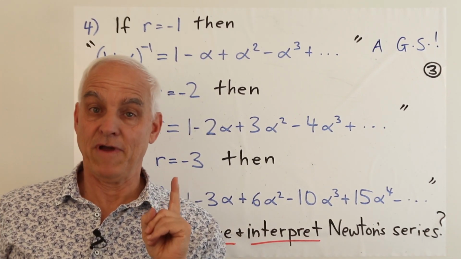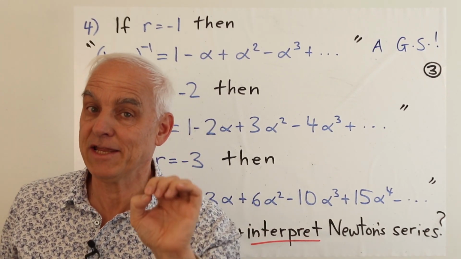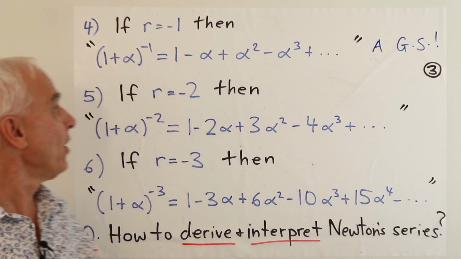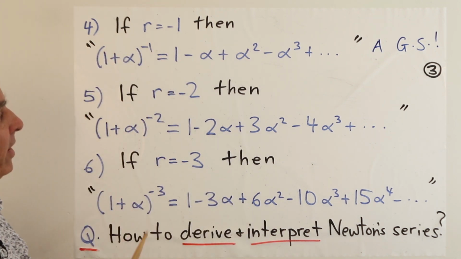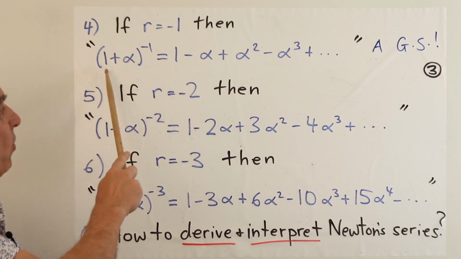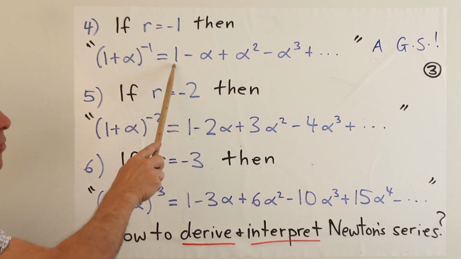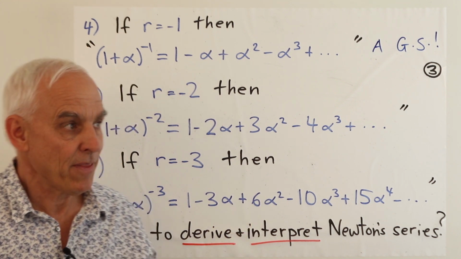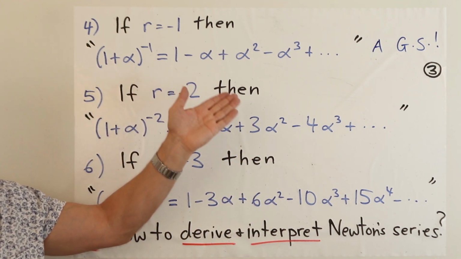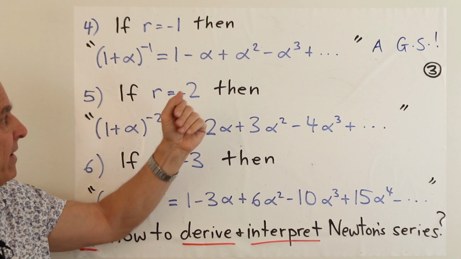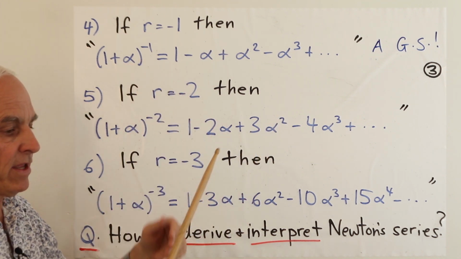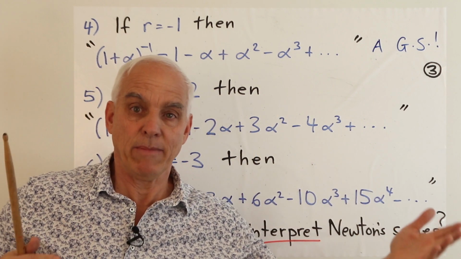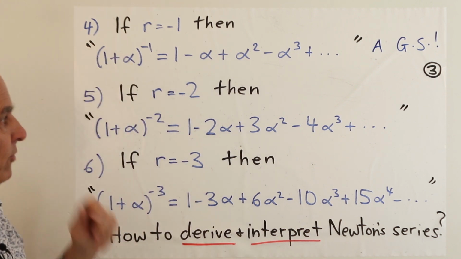Some other interesting values are when r is a negative integer. For example, if r is equal to -1, then the series that we get is (1 + alpha)^(-1) equals 1 minus alpha plus alpha squared minus alpha cubed, and so on. That's a basic geometric series, and this is some kind of representation of the sum of an infinite geometric series, everything in quotes.